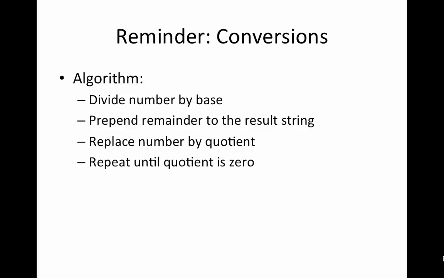Here is the algorithm in words, exactly the same as we described with the example. We divide the number by the base, and then we prepend the remainder to the result string. After that, we will replace the number by whatever quotient the division gave us, and we will repeat until the quotient is 0. And this repeat statement is what should ring a bell in your mind that we need some kind of loop. So if you have not tried yet, try to implement this algorithm in code.